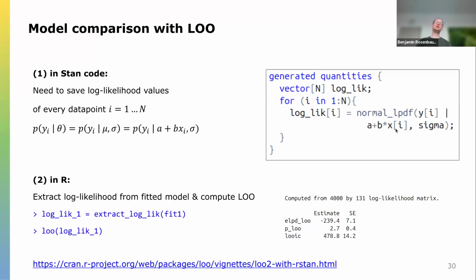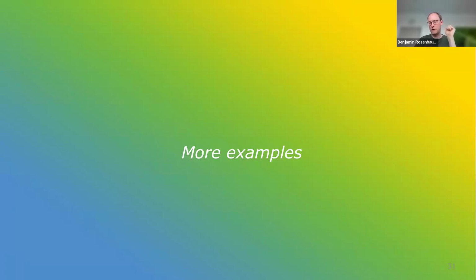And only then in R can you extract this and use the loo function to get these information criteria indices for model comparison. Okay, so we had model fitting, sure, we have to code the model, sure.